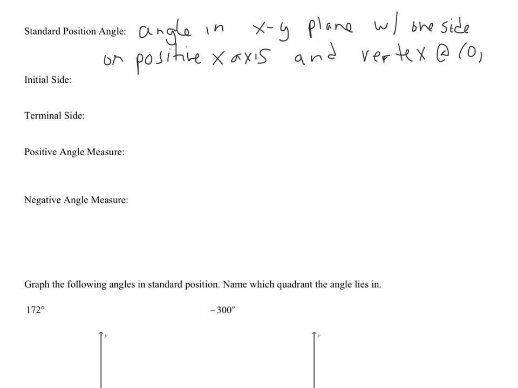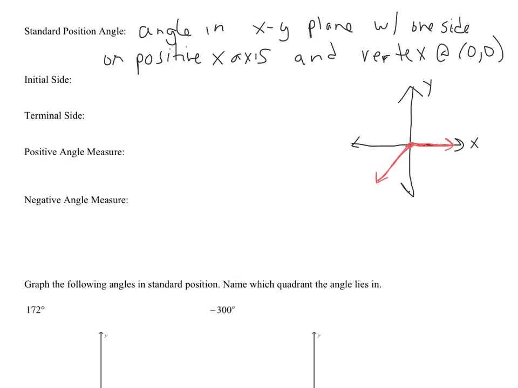Or at 0, 0. Okay? So we're actually going to start graphing angles on our XY plane. So here is an XY plane. If I have an angle, I want to start the angle here at this origin. I want to put one side right here along the positive x-axis. And then I'll put the other side, I don't know, somewhere else.